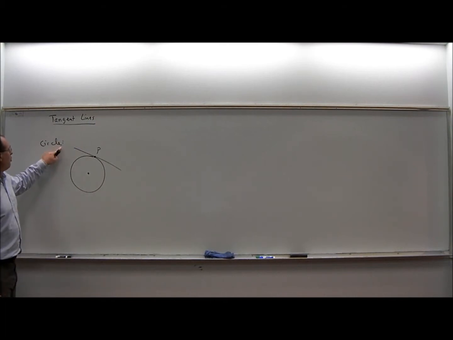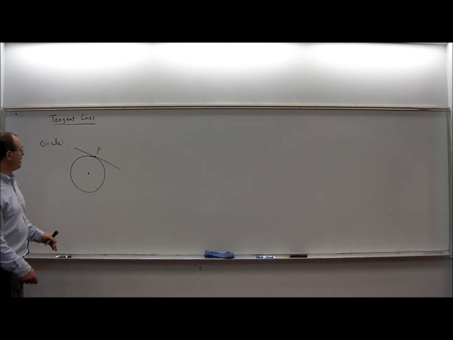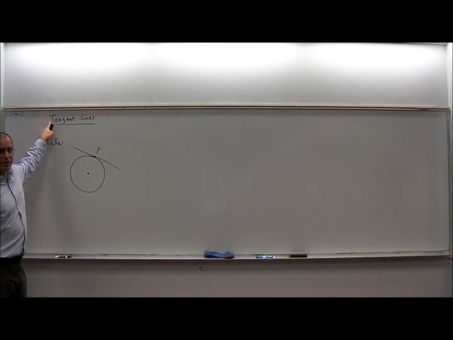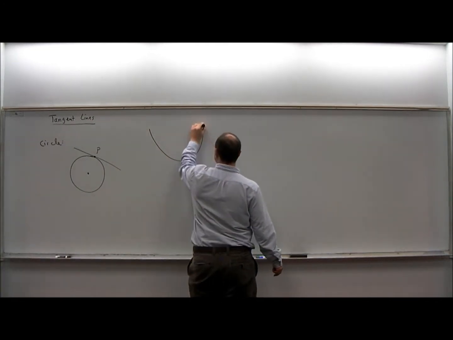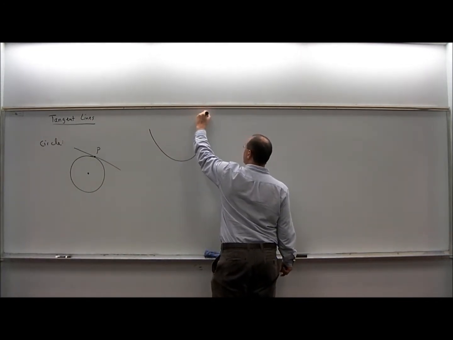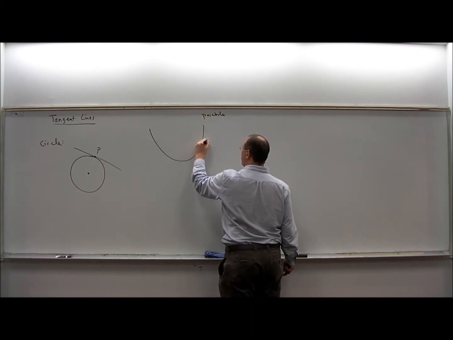And this discussion of tangent lines going through one point and being the only such line that does so doesn't apply to other curves. And we would like to be able to talk about tangent lines to other curves. Let's take a look at a parabola. Let's say that's a parabola. Let's say we have the point P here on the parabola.